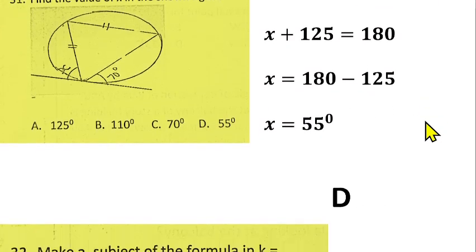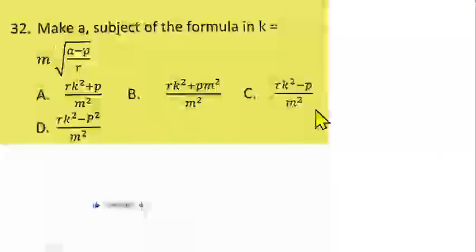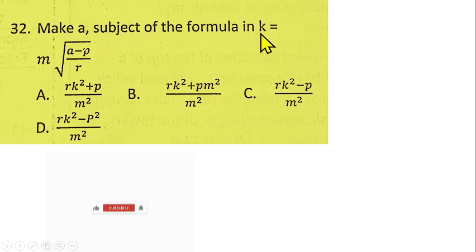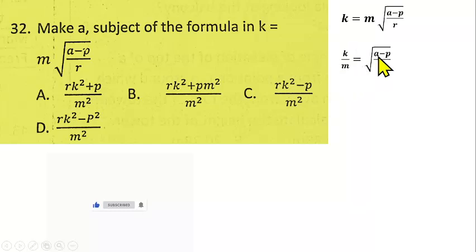So question number 32 is on change of subject of a formula. You have to make a the subject of the formula in k is equal to m multiplied by the square root of a minus p over r. So it's very simple. You have to make a the subject of the formula. What do you do first? We need to get rid of this m. And how do we do that? You divide both sides by m. So you'll be having k over m equals the square root of a minus p over r.